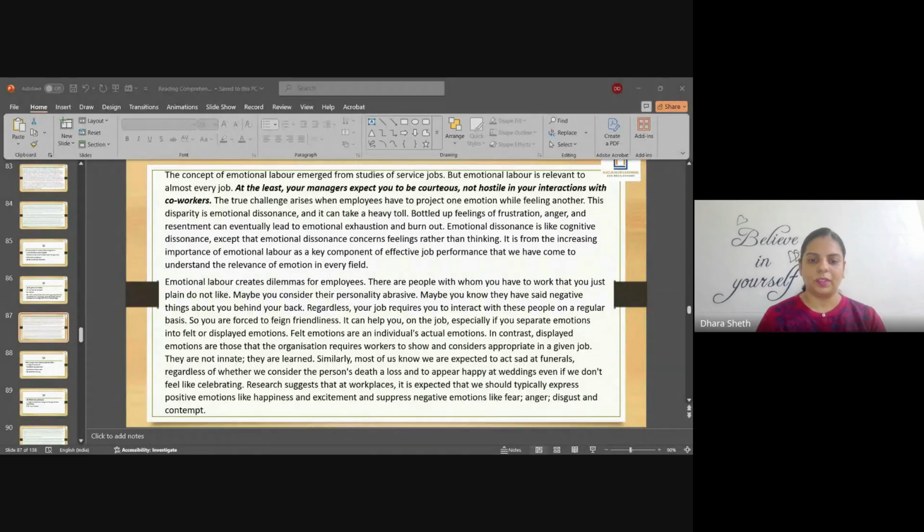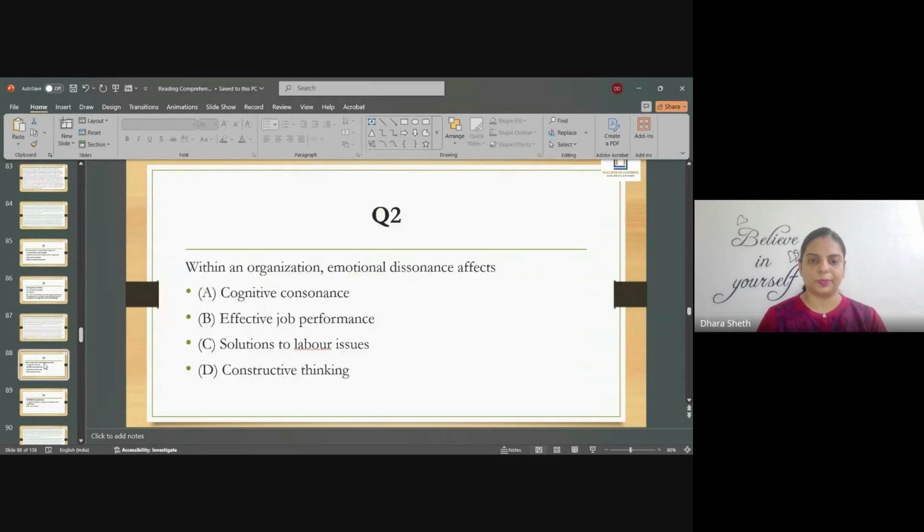Okay. Question number 2. Within an organization, emotional dissonance affects: cognitive consonance, effective job performance, solutions to labor issues, and constructive thinking. What's the answer? Think, cross-check with the passage, then answer.